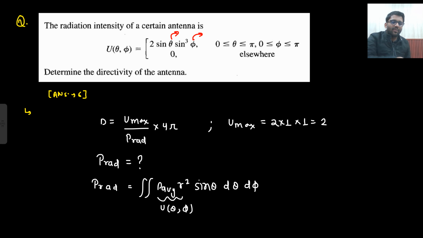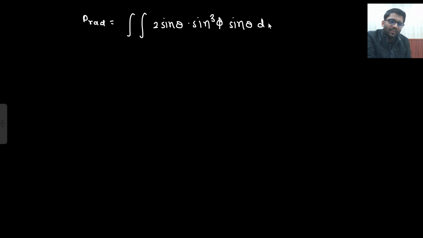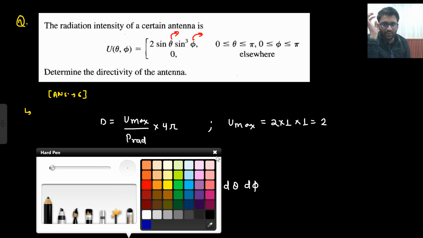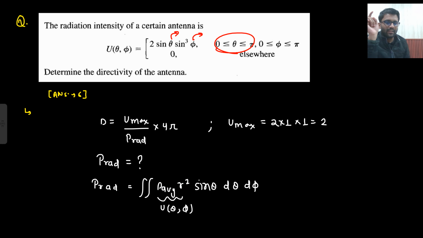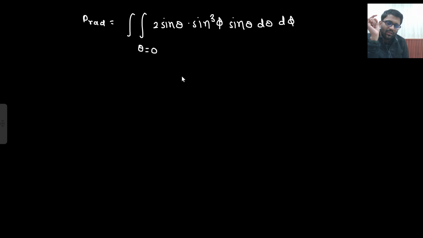Sir, what is my U theta comma phi? 2 sin theta sin cube phi. Then after that what will come? Sin theta d theta d phi. What will be the limit of theta? The limit of theta you will not put blindly that it is from 0 to pi. First you need to see here. This is the limit of theta. So the limit of theta is from 0 to pi.